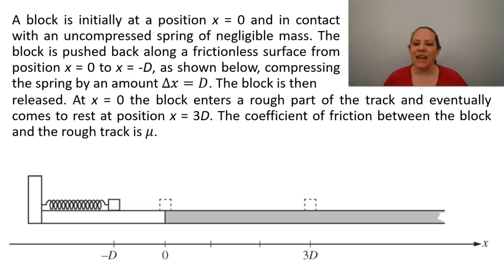A block is initially at a position x equals 0 and in contact with an uncompressed spring of negligible mass. The block is pushed back along a frictionless surface from position x equals 0 to x equals negative d, as shown below, compressing the spring by an amount delta x equals d. The block is then released. At x equals 0, the block enters a rough part of the track and eventually comes to rest at position x equals 3d. The coefficient of friction between the block and the rough track is mu.